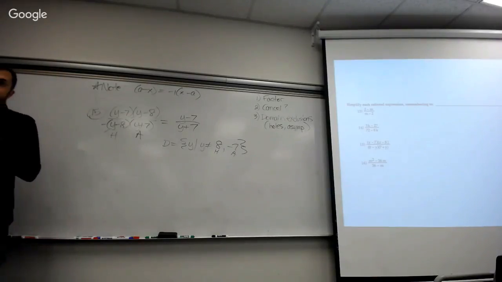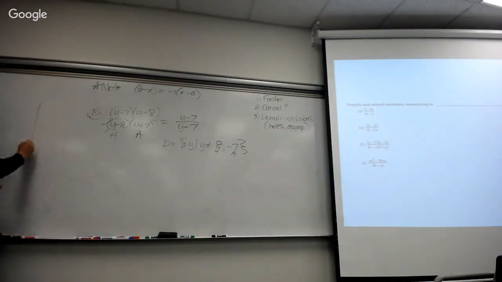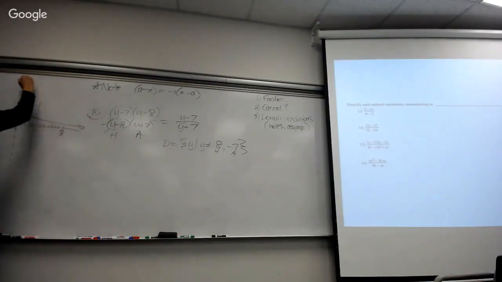Keep in mind, now that you know what a hole and an asymptote is, can we pretty much go ahead and sketch this off the top of our head? Even without a graphing calculator, could we already kind of imagine what this looks like? I know that I'll have a hole at 8, so 1, 2, 3, 4, 5, 6, 7, 8, somewhere right up there. I've got a hole there. And then at -7, I have an asymptote, so 1, 2, 3, 4, 5, 6, 7. Here's my asymptote. Here's my graph.